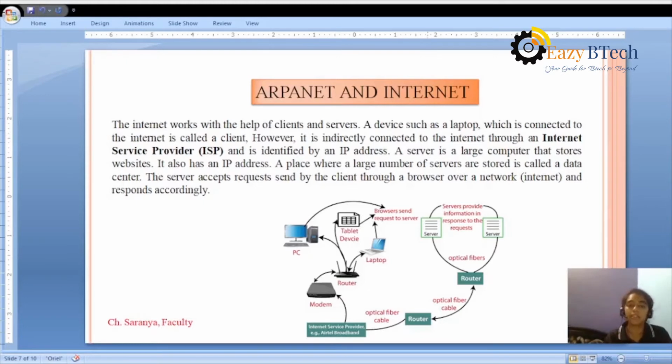The server is a large computer that stores the website. It also has an IP address. We know that a server is nothing but a large computer with a number of hard disks. It gives the actual responses to the requests that come from the client. So let us go to the diagram to see how the internet is connected globally.